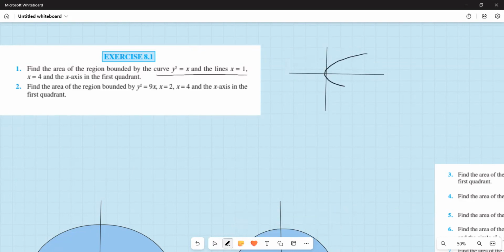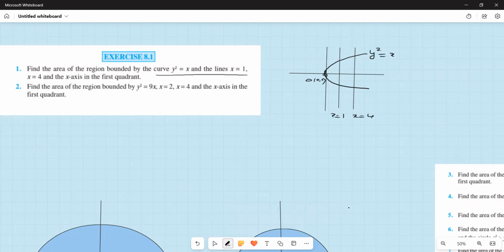This is the parabola and the line x is equal to 1 and x is equal to 4. This is the figure of the question. This is passing through the origin, right? 4, 0, 0. This is y square is equal to x. This is the line x is equal to 1 and x is equal to 4.